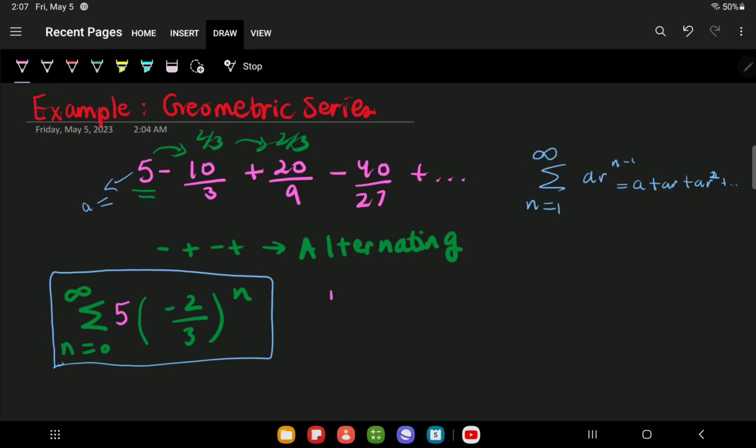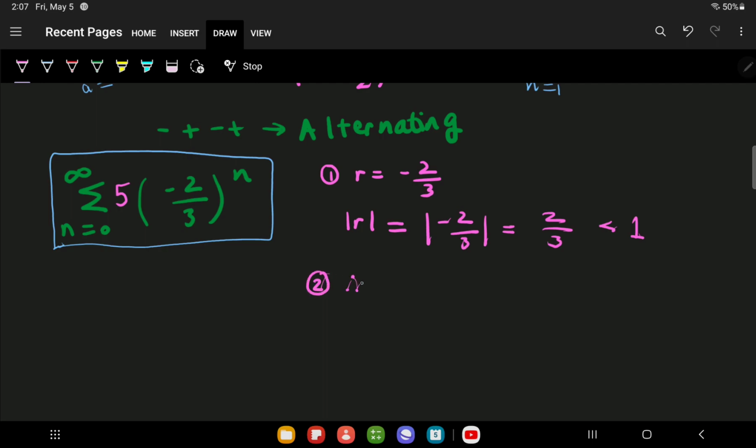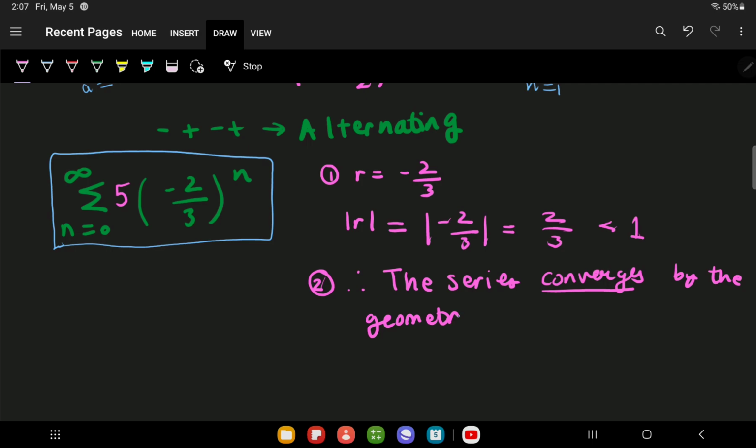So what is r? r is equal to negative 2 thirds. Well, how does that help us? The absolute value of r is the absolute value of negative 2 thirds, which is 2 thirds. And since 2 thirds is strictly less than 1, we can say, therefore, the series converges by the geometric series test.